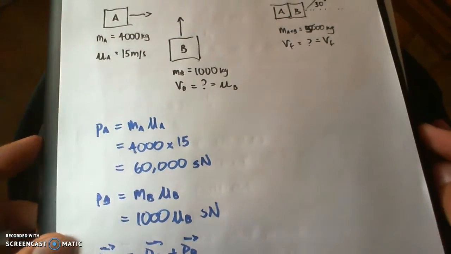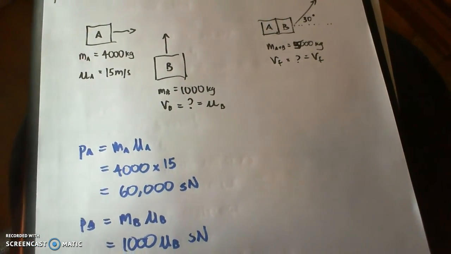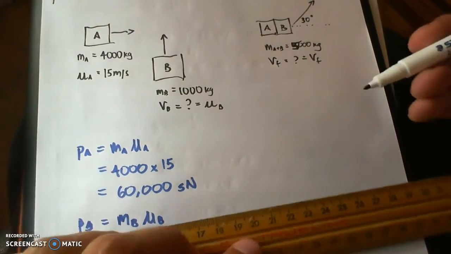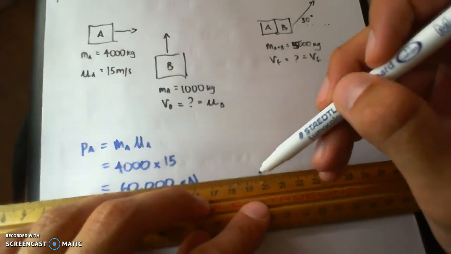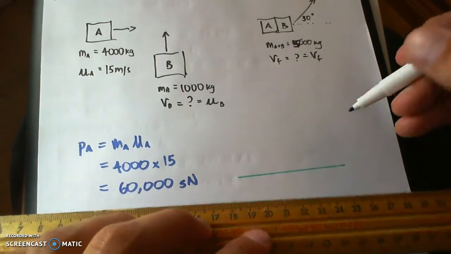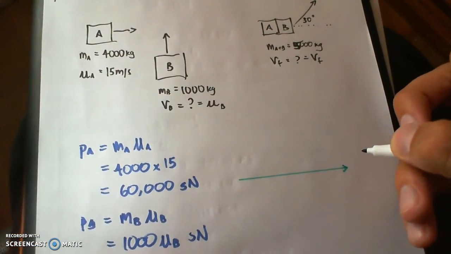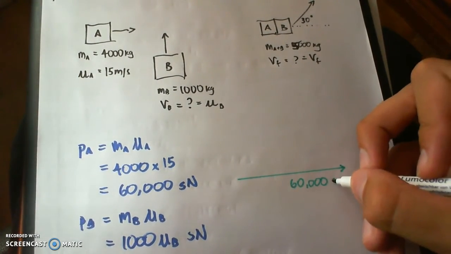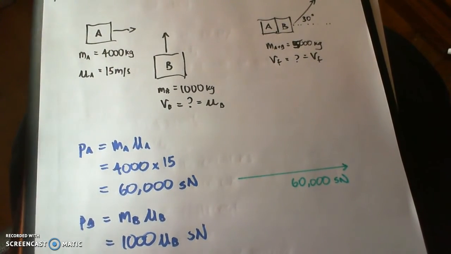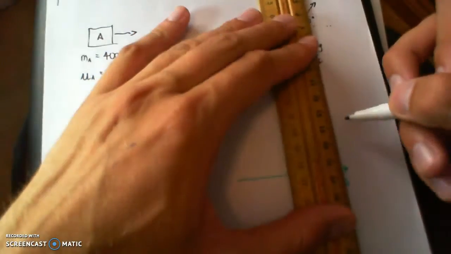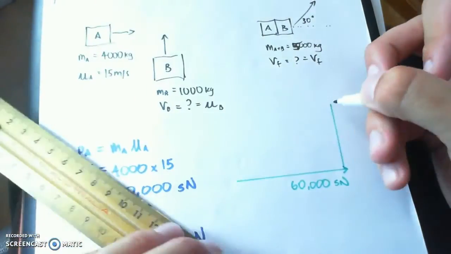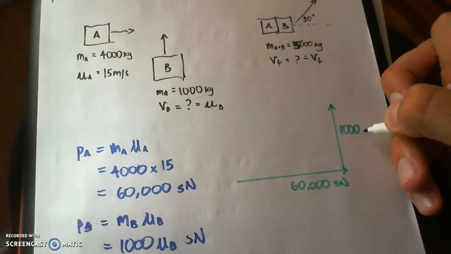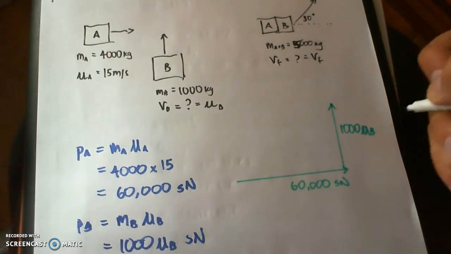Let's draw the vector addition. This can be drawn to scale, however, I'm just going to use maths to work it out more accurately. So if we draw the momentum of A, which is 60,000 kg·m/s to the east, we have the momentum of B as well, which we will write as 1,000 times v, and that's north.